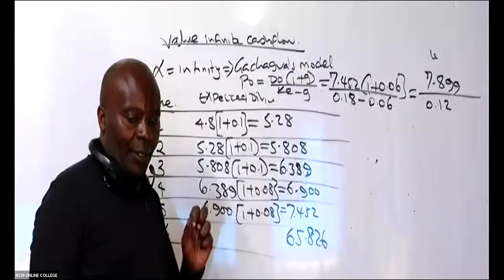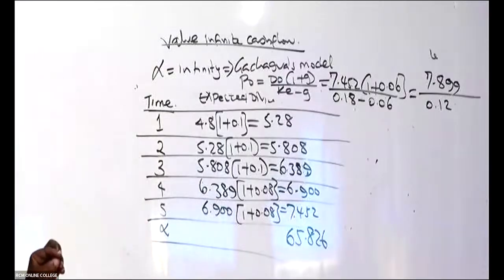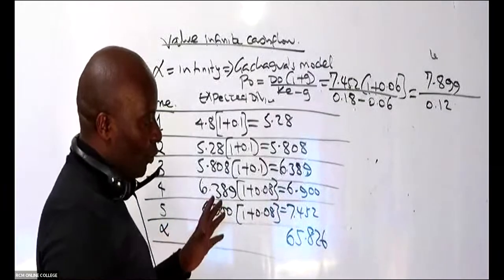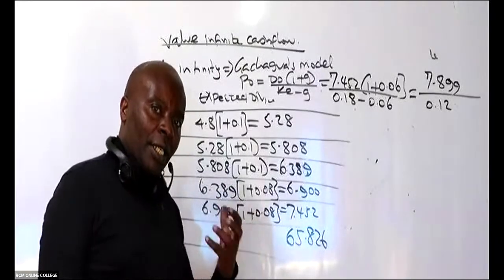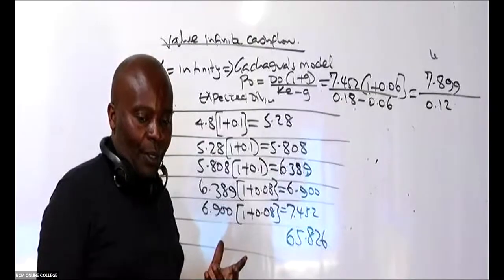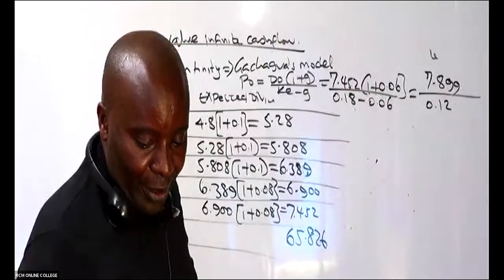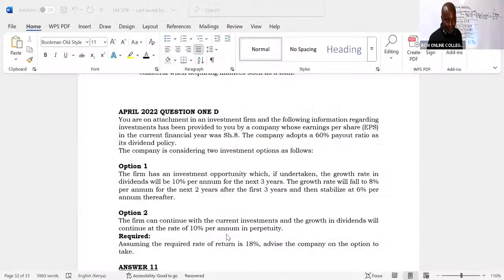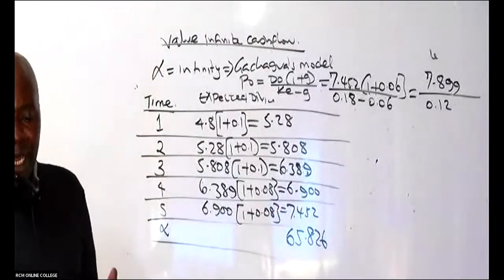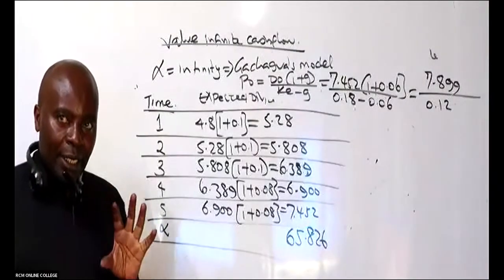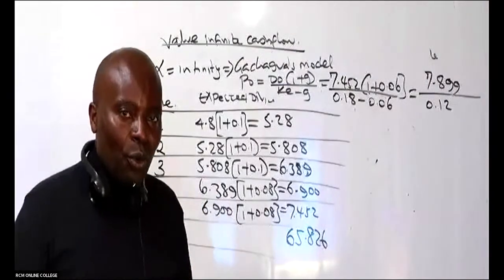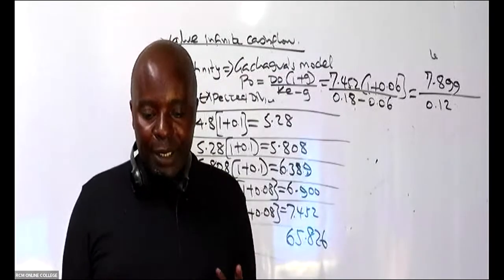Ladies and gentlemen, if there is anything that I would want you to really gain out of this session, it is how to calculate this infinite cash flow. 18% has been given. 18% is the required return. It is here, assuming the required return is 18%. Have you been able to see it? So anytime you hear about infinite, always remember the model: D0 growing, Ke minus g.